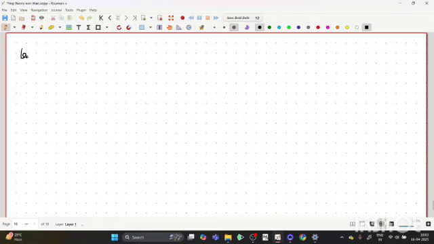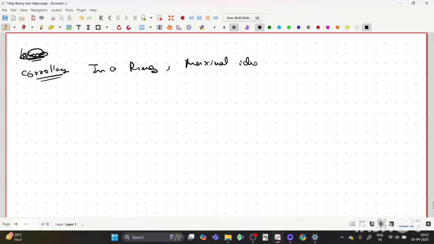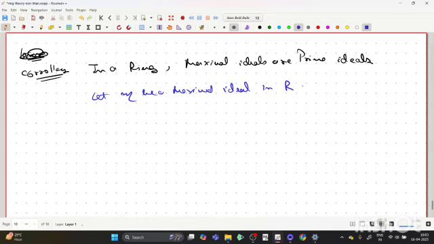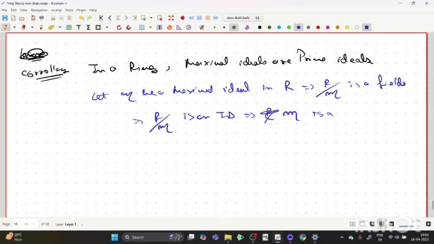Now this immediately proves a very important thing. That is a lemma, or rather a corollary, that in a ring, maximal ideals are prime ideals. Why is it so? The proof is very simple. Let M be a maximal ideal in R. That implies that R mod M is a field, but we know that all fields are integral domains. So R mod M is an integral domain, but that means that by the characterization of prime ideals, M is a prime ideal.